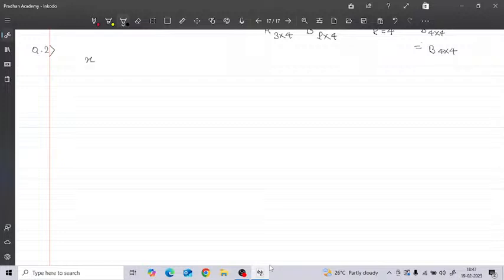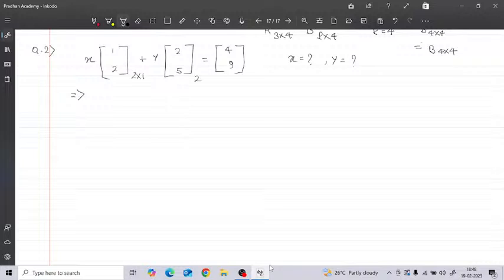If x, where x is a scalar, times the matrix [1 2] plus y times the matrix [2 5] is equal to [4 9], then determine the value of x and y. What is the value of x and what is the value of y? Now we can add only those matrices whose orders are the same. Here you can see this matrix is of order 2 cross 1 and this is also of order 2 cross 1. So after adding them we will get another 2 cross 1 matrix.